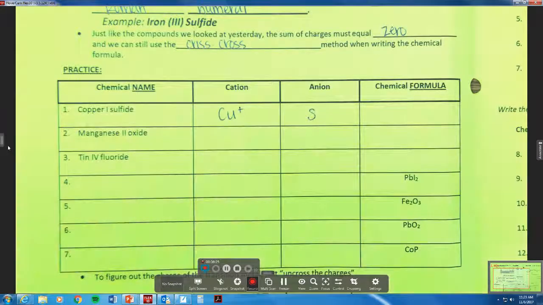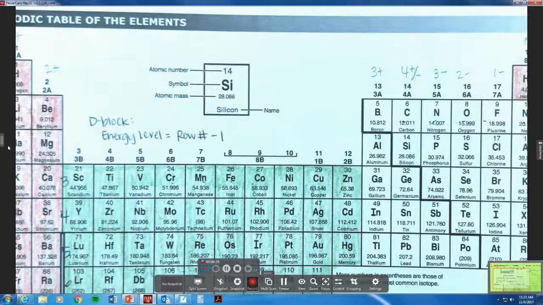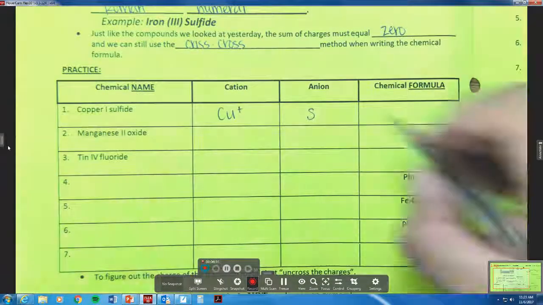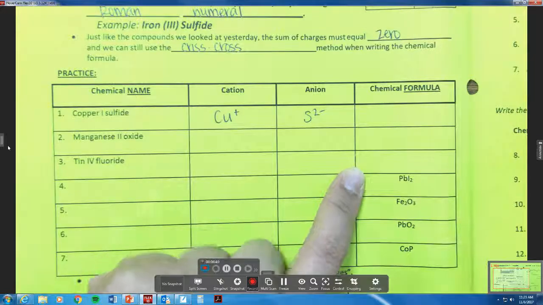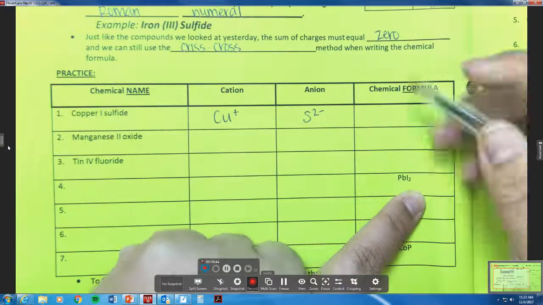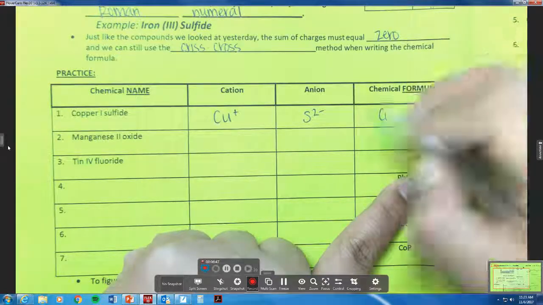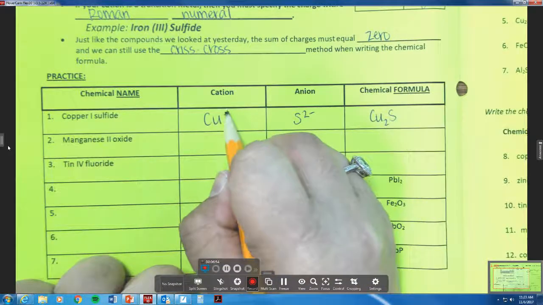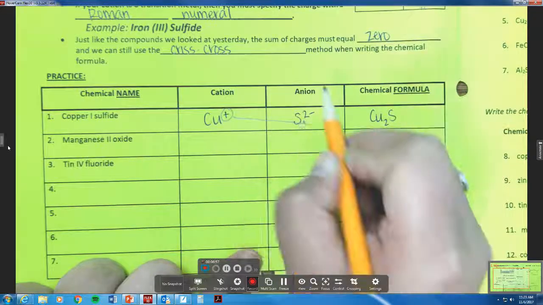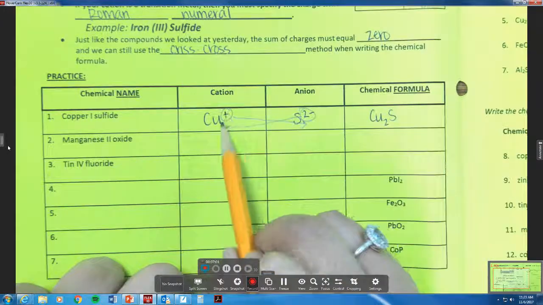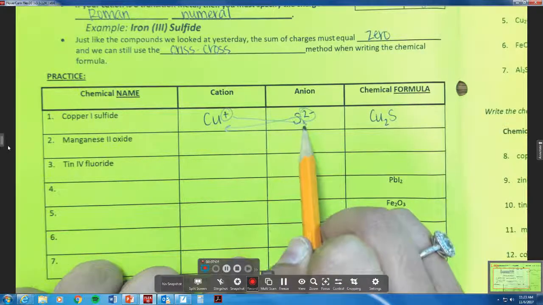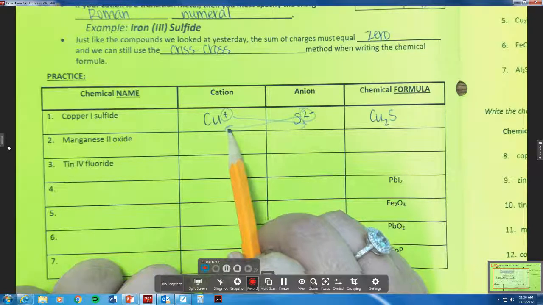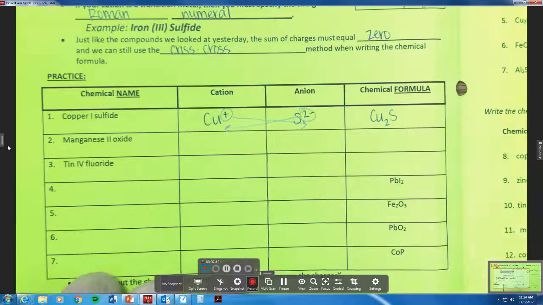So on our periodic table, if we take a look, sulfur is right here, and its oxidation number is -2. So our charge for sulfur is going to be 2 negative. So the chemical formula is therefore going to be Cu2S. If you don't remember the crisscross formula, remember your charges become the subscript for the opposite element. Since copper's charge is a positive 1, it becomes the subscript for sulfur, and sulfur's -2 charge becomes the subscript for copper, which is what we showed here.